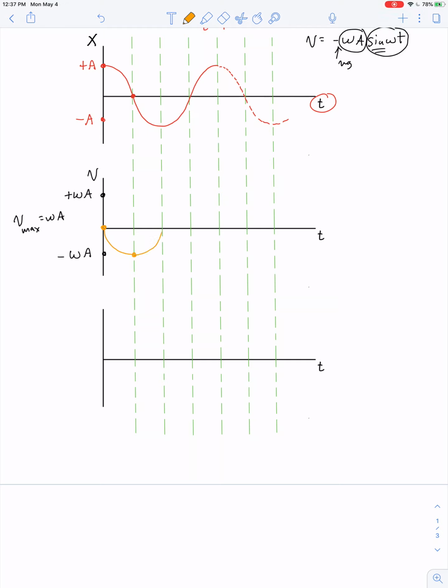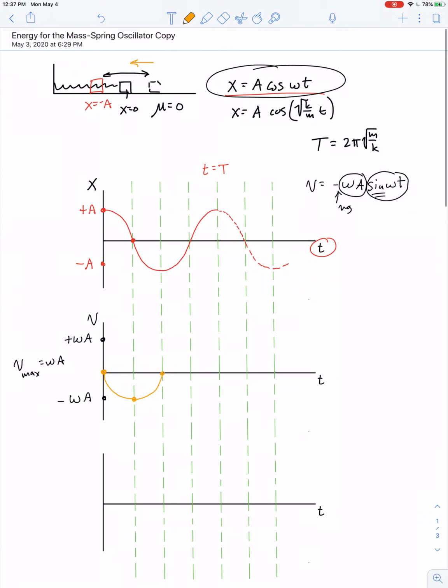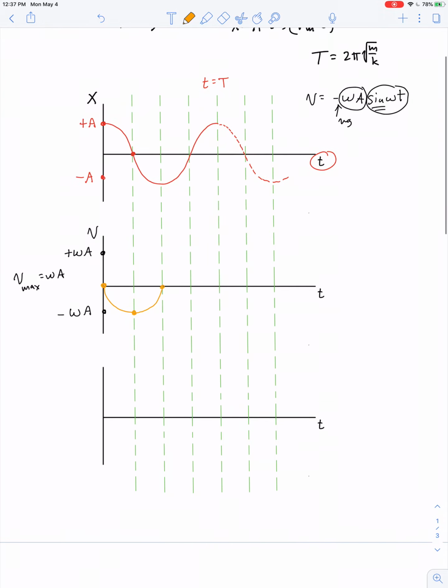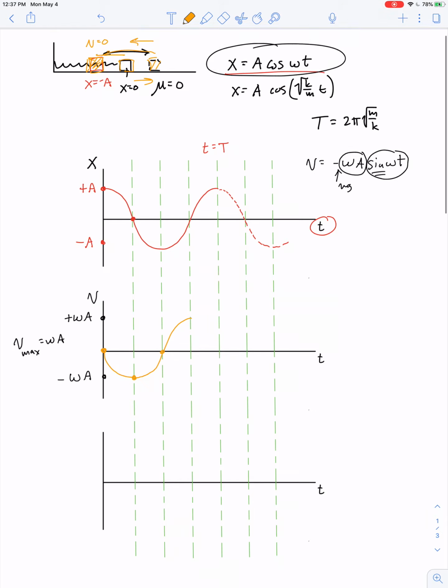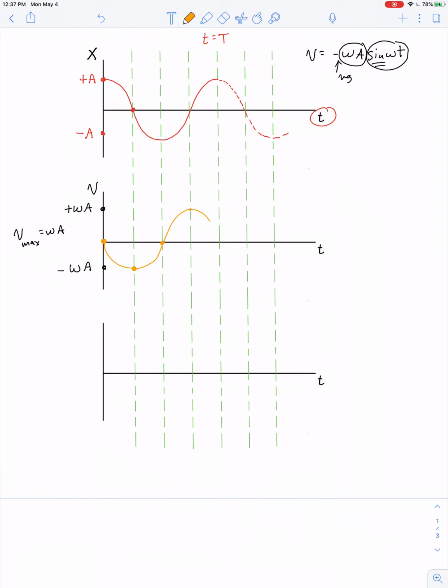After half a cycle, the speed is back to 0. Why? Because it momentarily comes to rest when the spring becomes fully compressed. At 3/4 of a cycle, the speed has its most positive value of omega A. So that's when the object, it started here, half a cycle, it's over here, 3/4 of a cycle, it's back to the equilibrium position and now moving to the right. And then, of course, after a full cycle, the speed is back to 0 and that motion continues.